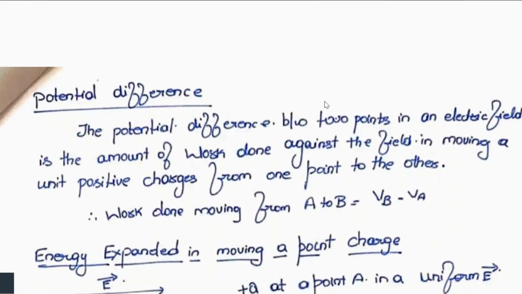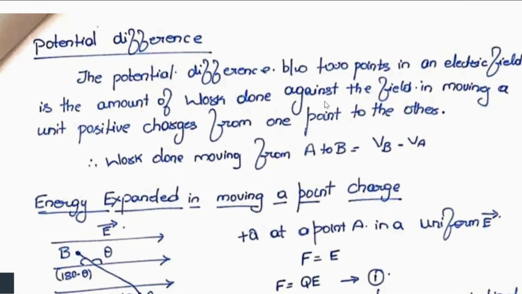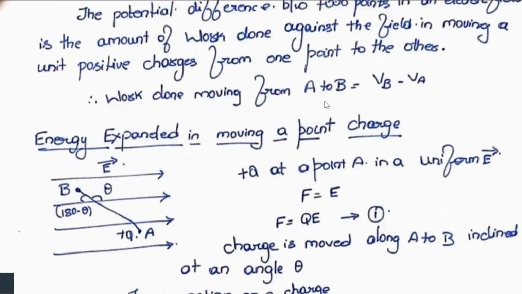Next topic is potential difference. The potential difference between 2 points in an electric field is the amount of work done against the field in moving a unit positive charge from one point to another. Therefore, the work done from A to B will be VB minus VA. That is the difference. Energy expended in moving a point charge.